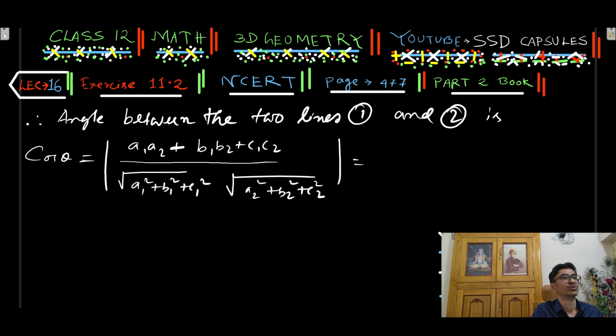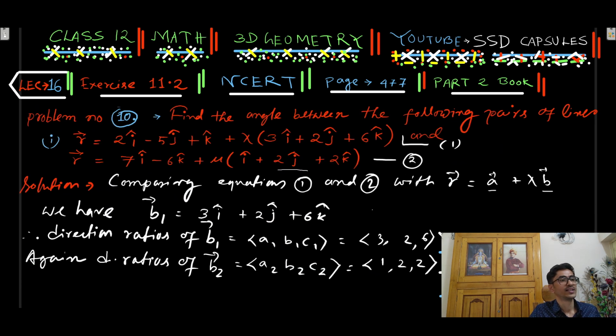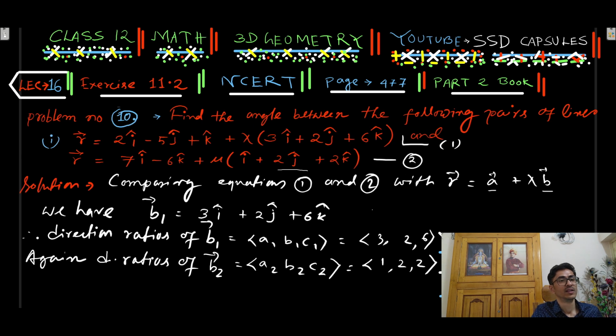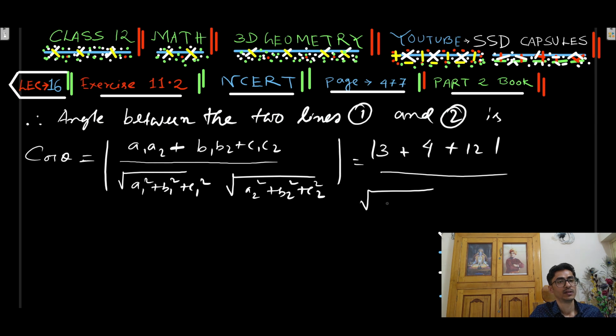So A1, A2, B1, B2, C1, C2, from the previous page. A1, B1, C1 is 3, 2, 6 and A2, B2, C2 is 1, 2, 2. So A1 A2 means 3 into 1, B1 B2, 2 into 2, 4, and C1 C2, 6 into 2, 12. So 3 plus 4 plus 12 by root A1 square plus B1 square plus C1 square, so 3 square plus 2 square plus 6 square, and root A2 square plus B2 square plus C2 square.